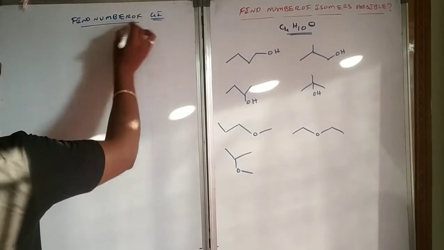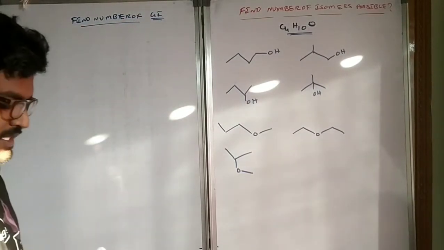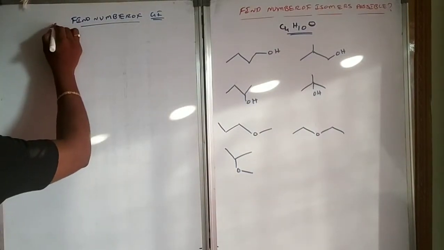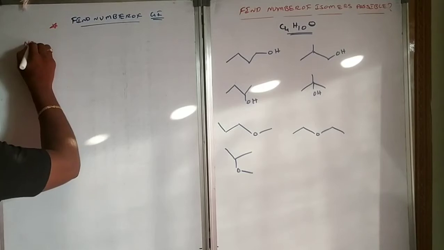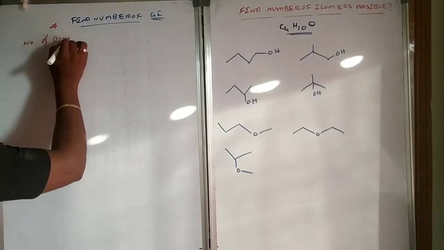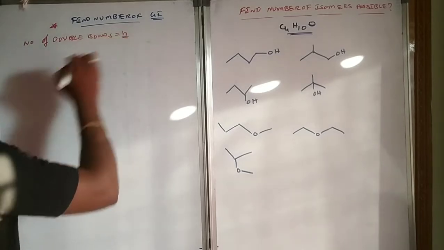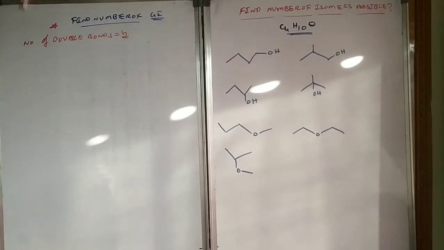The next thing is finding the number of GI. Finding the number of GI. For these things, separate formulas are there. For finding the number of geometrical isomers, the number of double bonds is needed. The number of double bonds is required.